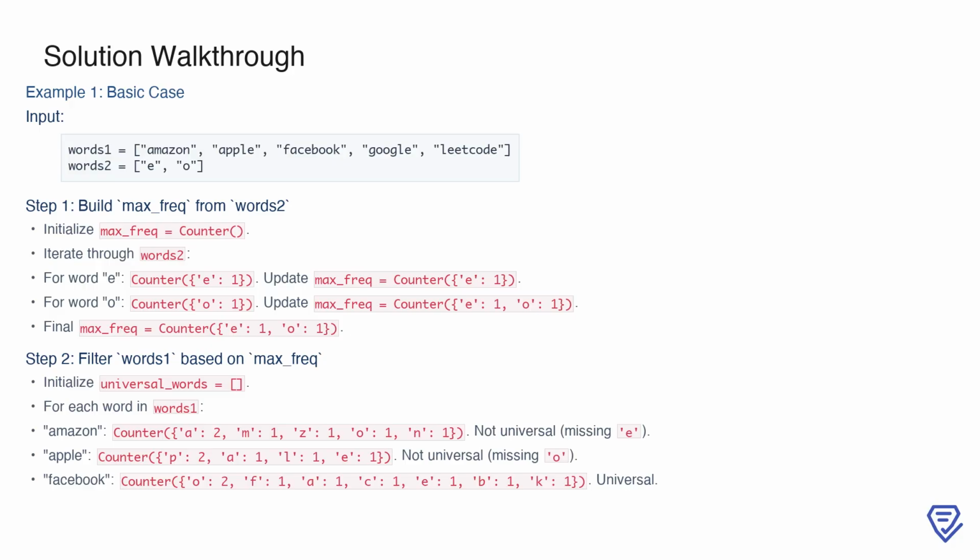With max_frequency built, we filter the words in words 1. For each word, like Amazon, we count its letters and check if it satisfies the frequency constraints in max_frequency. Amazon is missing an E, so it's not universal. For Apple, it fails because it doesn't meet the requirement for O. However, Facebook satisfies both constraints, so it's added to the universal words list.